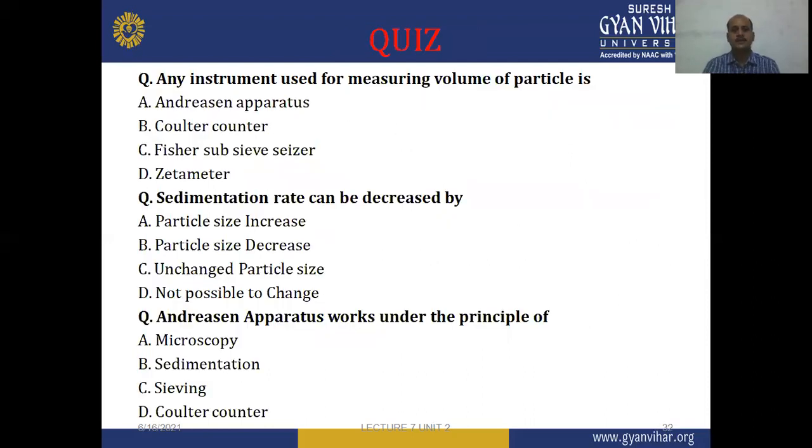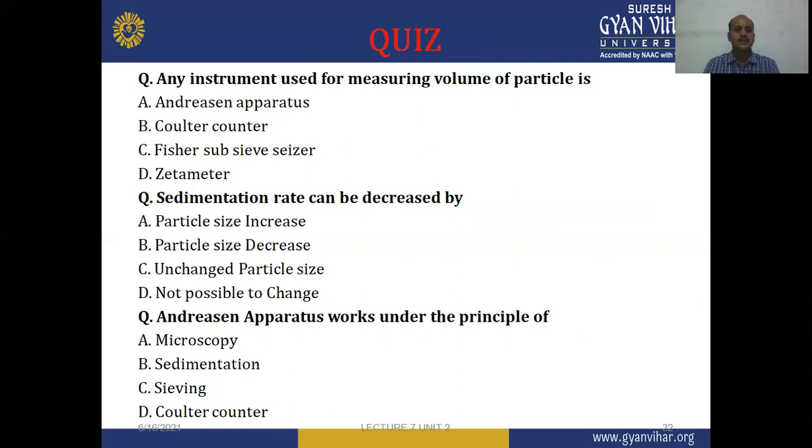Now, the quiz section. After completion of today's lecture, the student should be able to answer the following questions. Question number 1: any instrument used for measuring volume of particle is. We have to give the correct answer from options A, B, C, D: Anderson apparatus, Coulter counter, Fisher subsieve sizer, and zeta meter. Which instrument is used for measuring volume of particle? We have to write the correct answer.